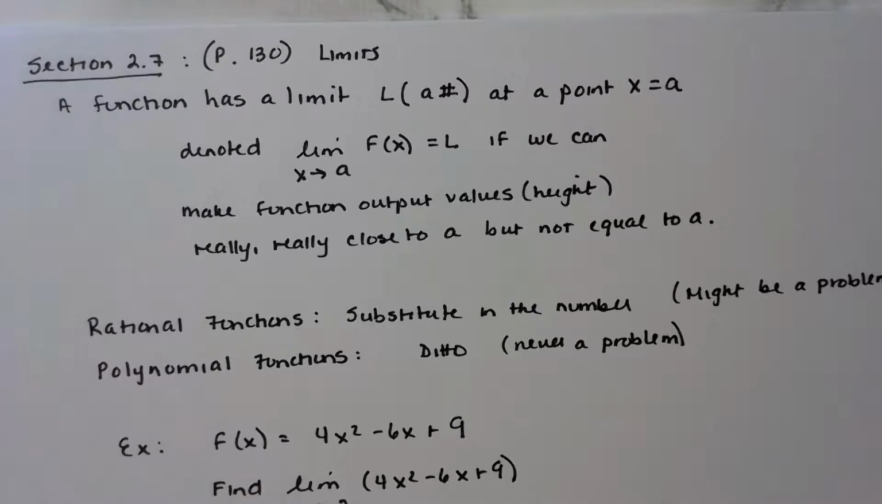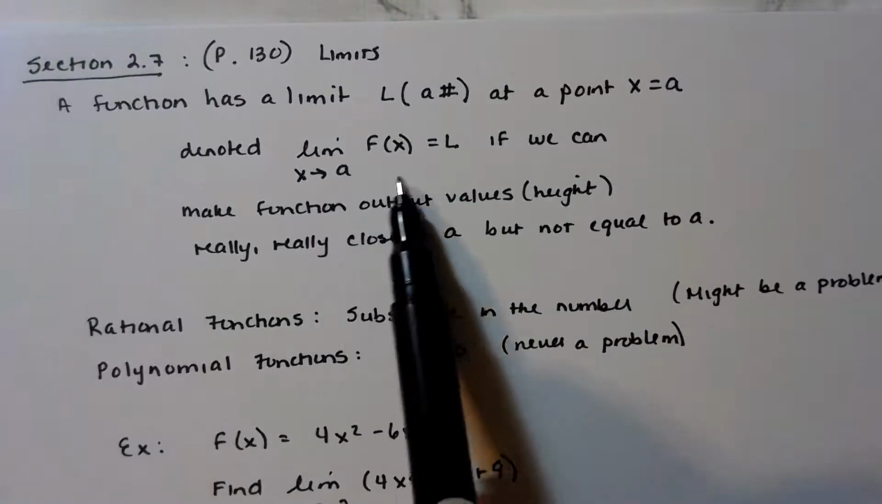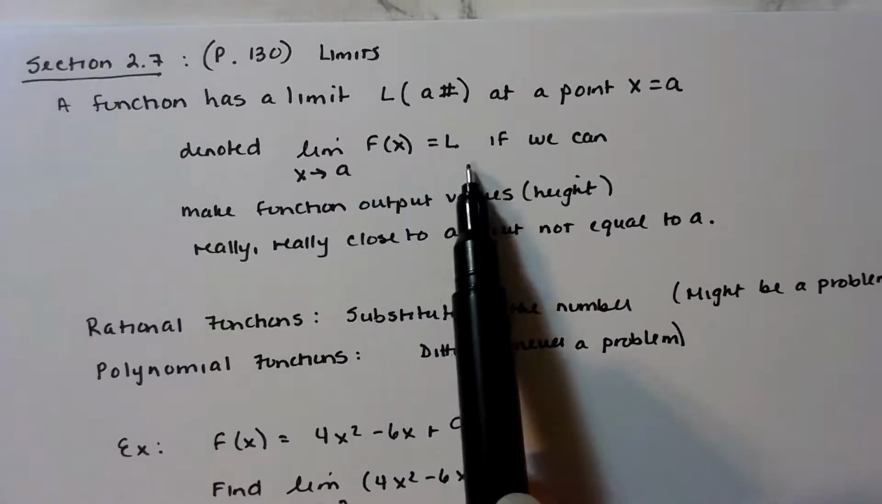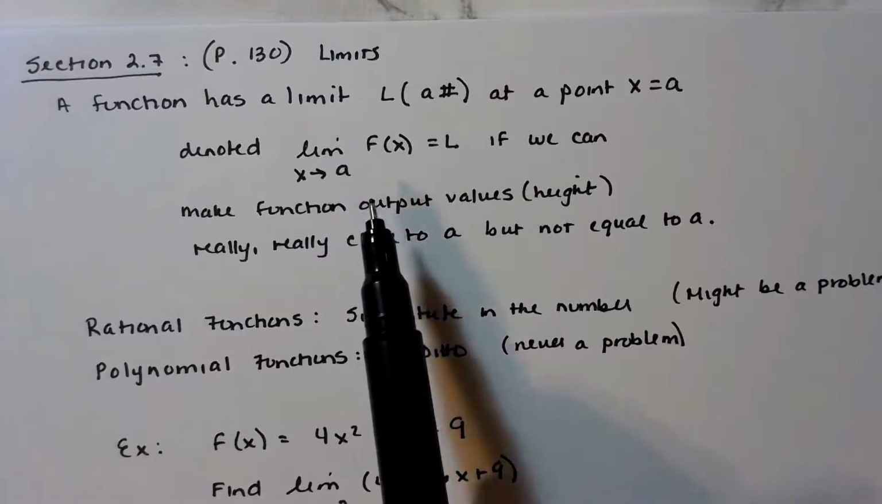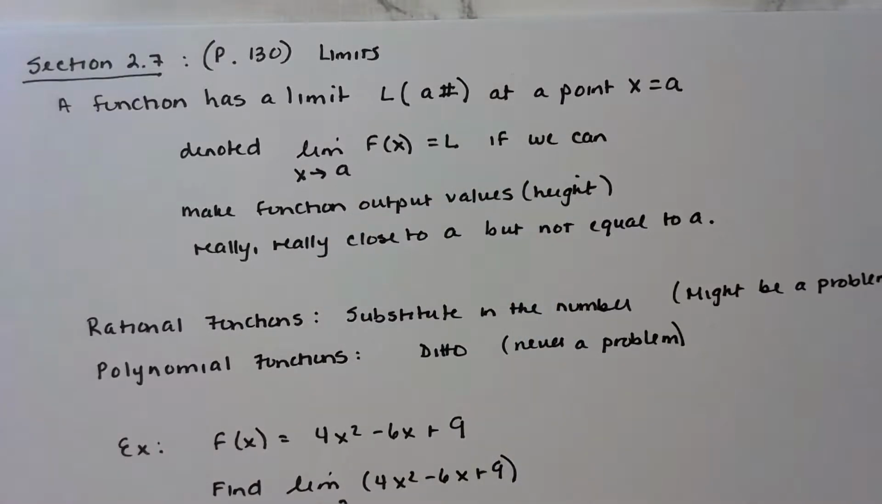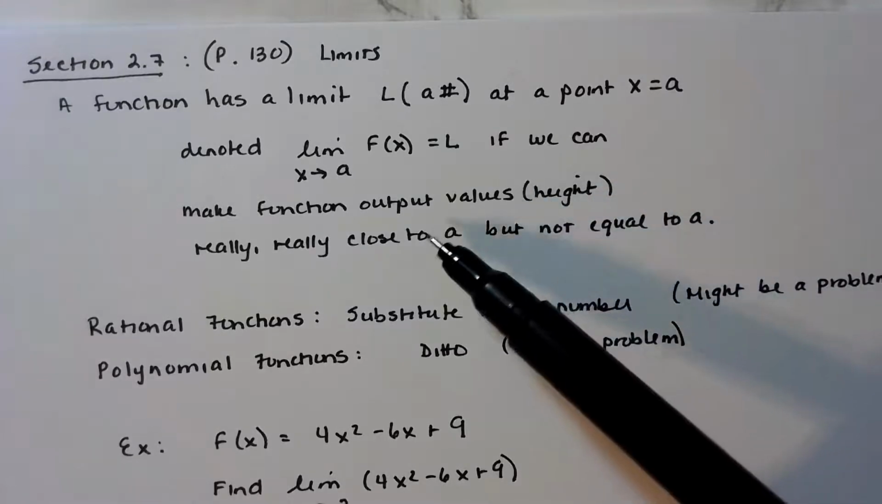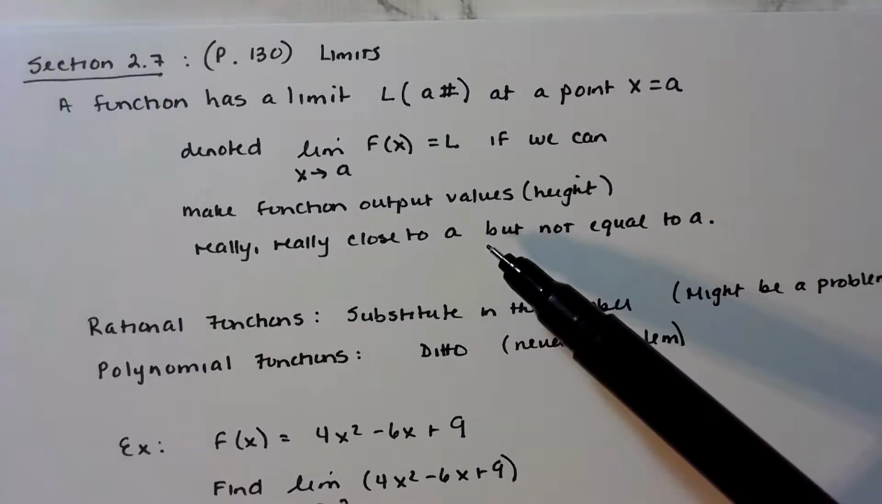And I kind of modified the wording, and I don't know if this is going to be helpful or hurtful, I hope it's helpful. A function f has a limit, a number, which they're calling L in the book, at some point where x is equal to a, denoted like so. The limit of whatever this function is equal to 5, 6, negative 12, whatever, if we can make function output values, that's the y values, the height of the function, really close, but not equal to that point in question, to that x equals a.